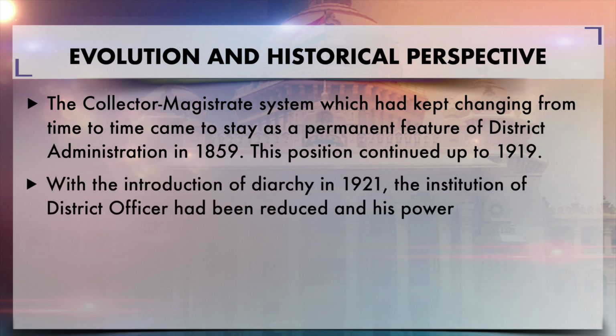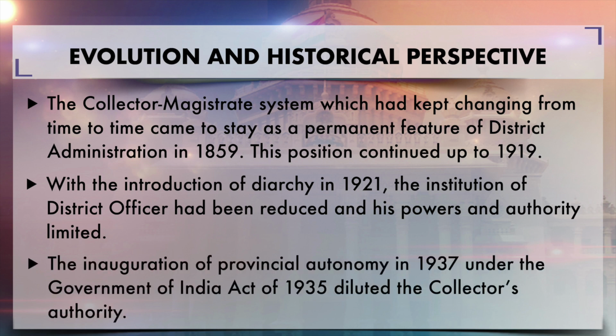With the introduction of diarchy in 1921, the institution of district officer had been reduced and his power and authority were limited. The inauguration of provincial autonomy in 1937 under the Government of India Act of 1935 diluted the collector's authority. He ceased to be a representative of the British government and came to be an agent of the popular government.